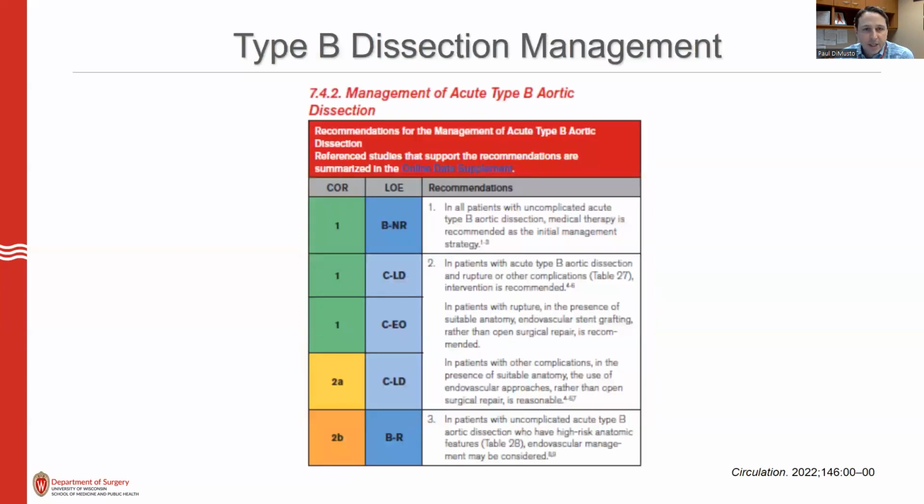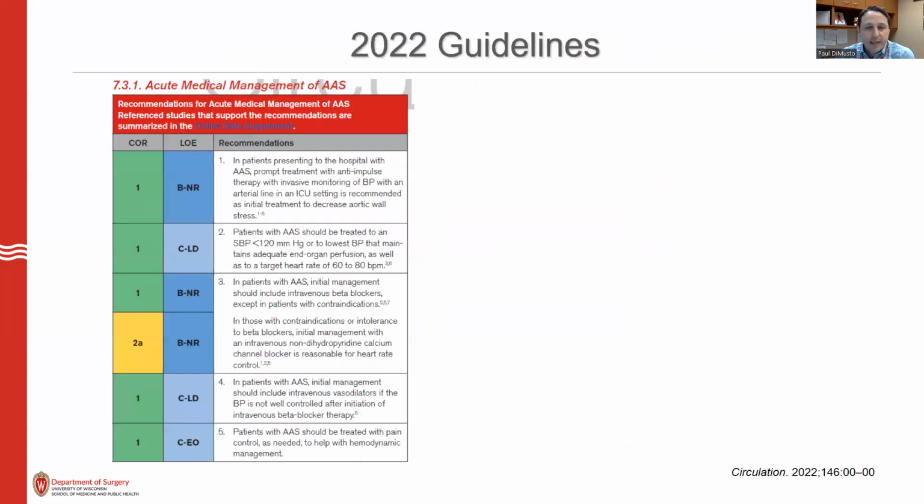The recent AHA guidelines tell us that we should manage patients with uncomplicated acute type B dissection with medical therapy as the initial management strategy. Those that have complications or rupture should be managed surgically. When we get into the medical management of patients with type B dissection, intensive care unit admission for arterial line monitoring of the blood pressure and titration of vasoactive drips is required.